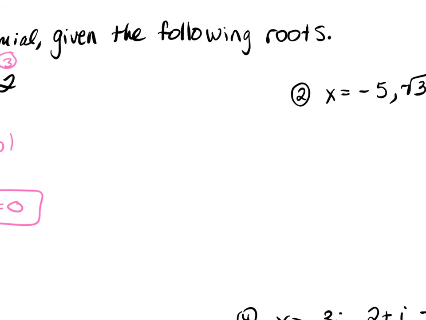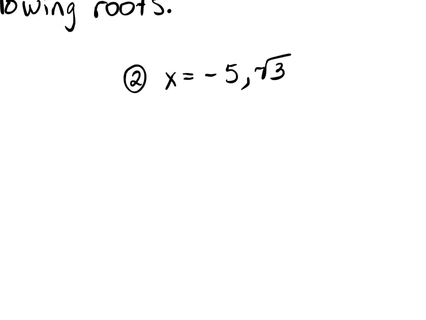All right, number 2. What would our linear factors be? X plus 5, and then x minus square root of 3. Perfect. And just like the last one, we FOIL it out. So we have x squared minus 3 square root 3x plus 5x, and then minus 5 square root 3.